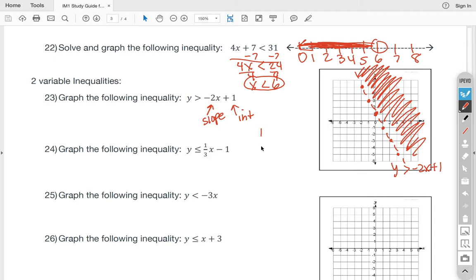Okay, 24. Let's graph it right here. We have negative 1. And then we're going up 1, to the right 3. Up 1, to the right 3. 1, 2, 3. And it's a solid line.